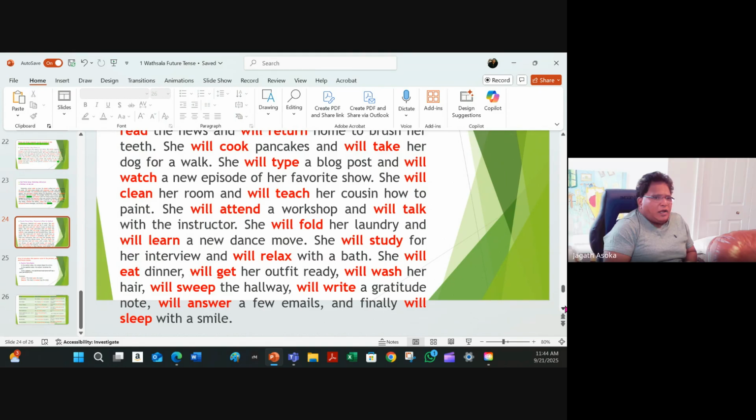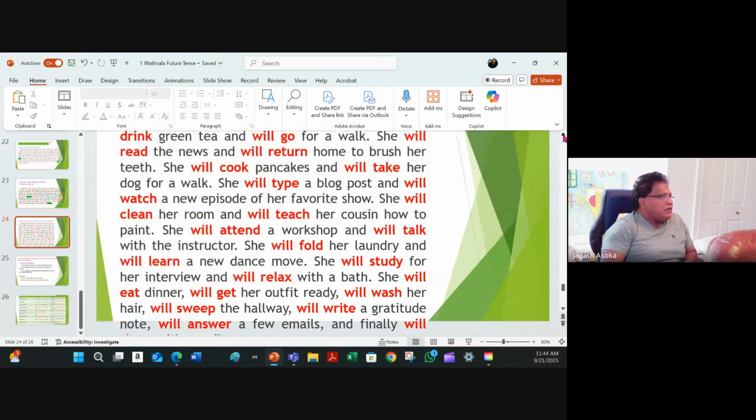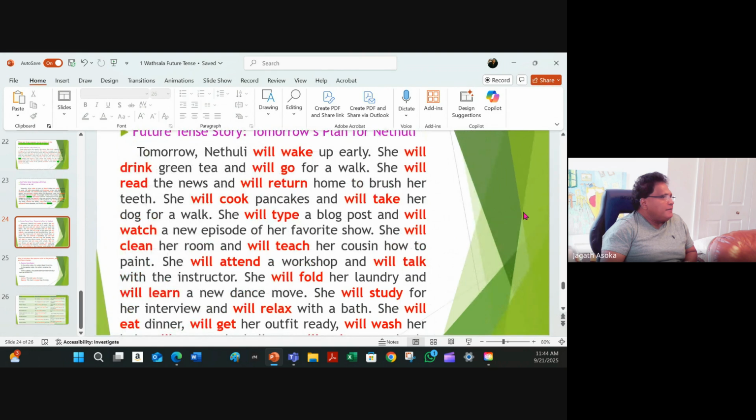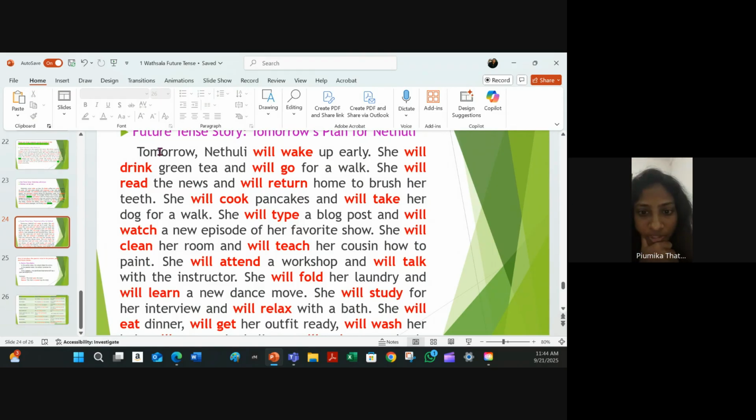All right, Pumi, let's do it fast. Do it for "we," Pumi. Tomorrow we will wake up early. We will drink green tea and will go for a walk. We will read the news and will return home to brush our teeth.